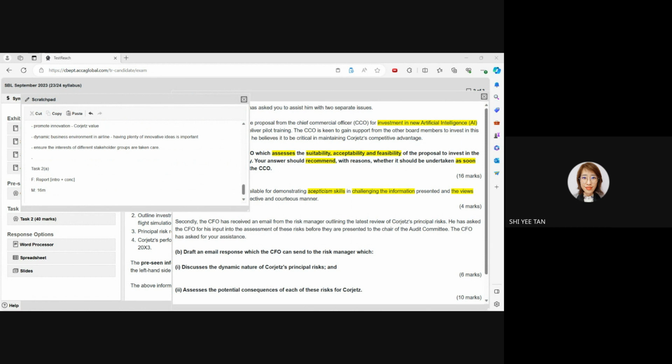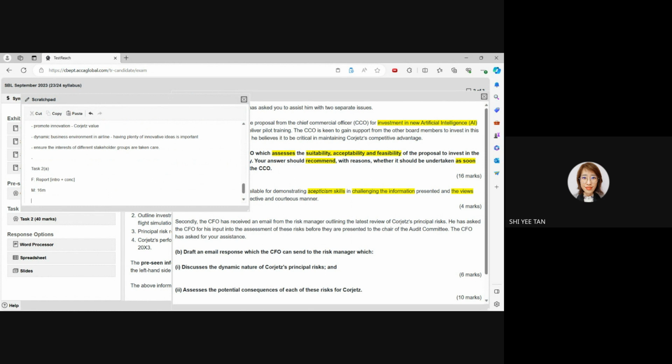Correct? Because you are supposed to recommend whether it should be undertaken as soon as possible only. So nothing much actually. I would rather say that maybe because you have SAF, SAF plus recommendation, so basically you should have four things. Suitability, 4 marks. Acceptability, 4 marks. Feasibility, 4 marks. Recommendation, 4 marks. Maybe it's like this. Makes more sense to me.